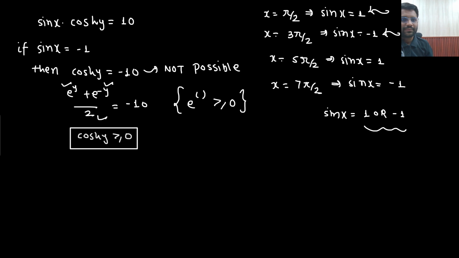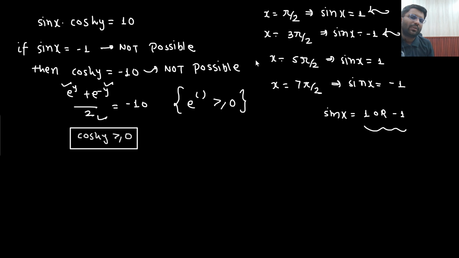Is that understandable to you? Okay. Here we can apply AM greater than GM as well. So it would actually always be greater than or equal to 1. Not even just greater than 0, the minimum value this function can get is 1. But remember, it can never be equal to minus 10. That means this is not possible.